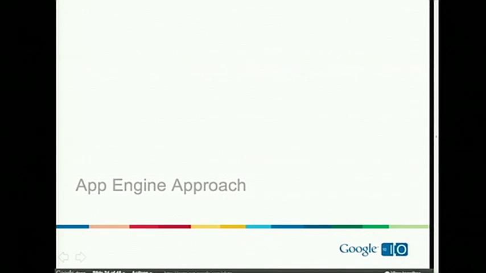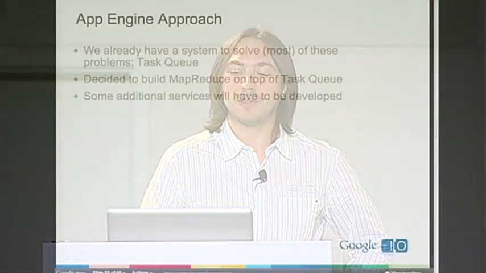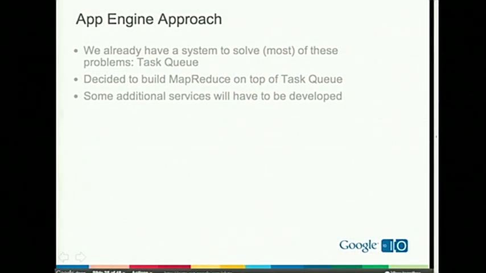So that means that we could not take the existing MapReduce and give it to you. So we have started to build the whole system from scratch using probably some building blocks which we have already available. And we realized that we already have a really, really nice subsystem in App Engine which solves most of the problems we're having, and that system is called task queue.